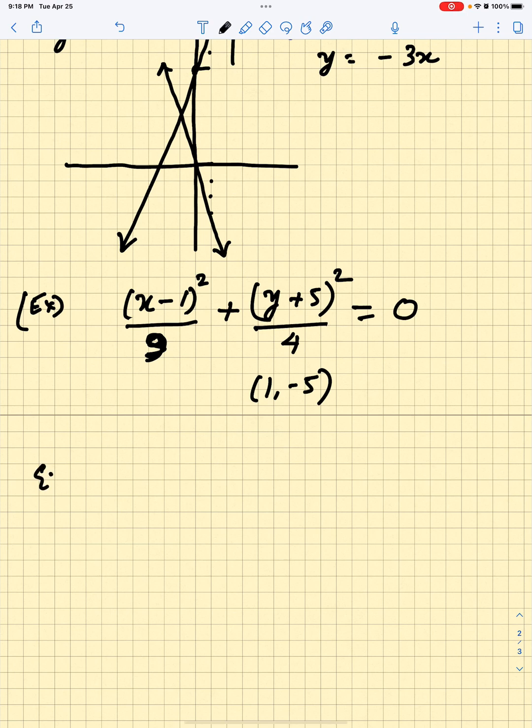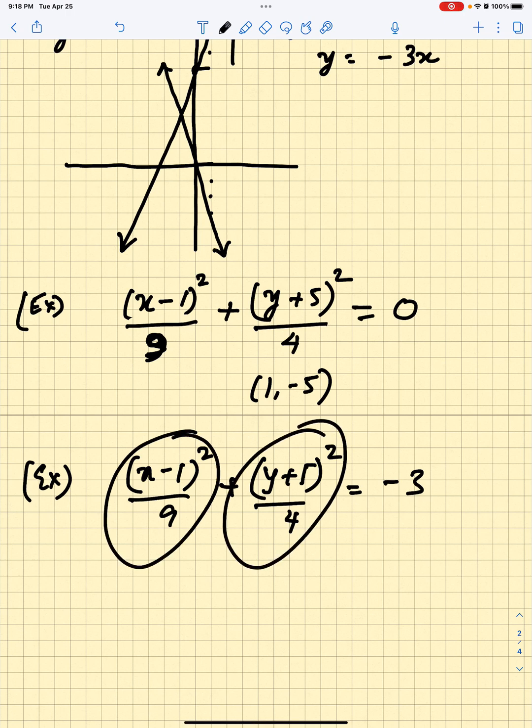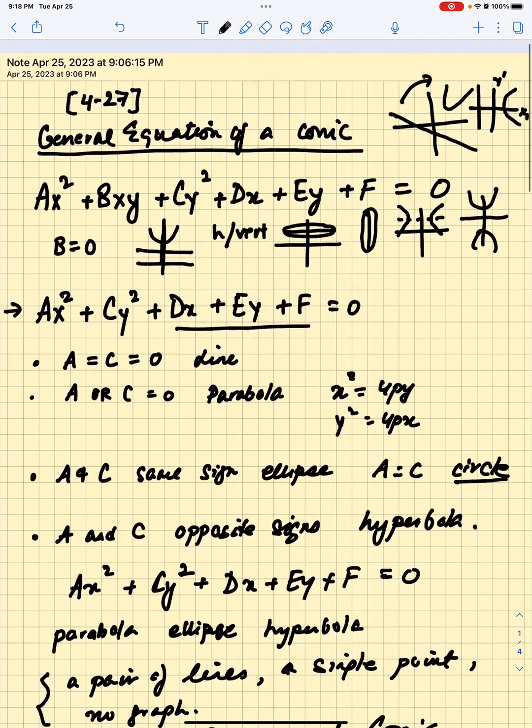And we could even do one more. Say I have (x minus 1) squared over 9 plus (y plus 5) squared over 4 equals negative 3. Let's say we complete the square and this is what we land up with. This clearly can never be satisfied. There is no (x, y) that satisfies this equation, right? Because a sum of two things squared cannot equal negative 3. Okay, so this is the degenerate case. Let's stop here.